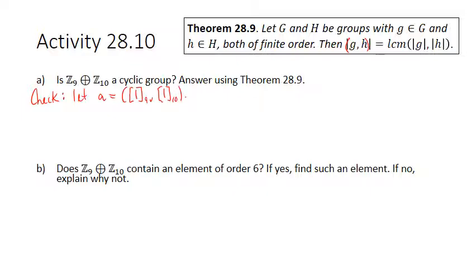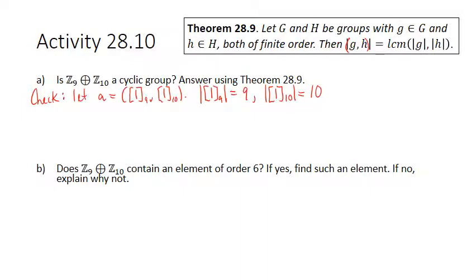So we're going to use this theorem to figure out what the order of this element actually is. The order of 1 in Z9 is 9, because that is the smallest number that you can multiply it by and get the identity. And the order of 1 in Z10 is 10, because that's the smallest number you can multiply it by and get the identity. It's also because those are the elements that generate those groups, so their order must be the size of the group.